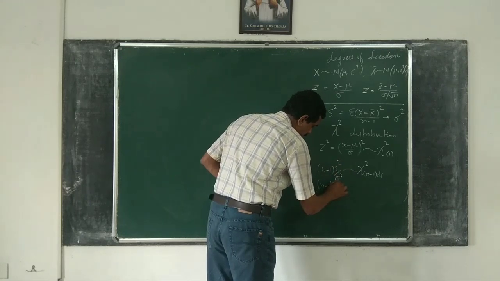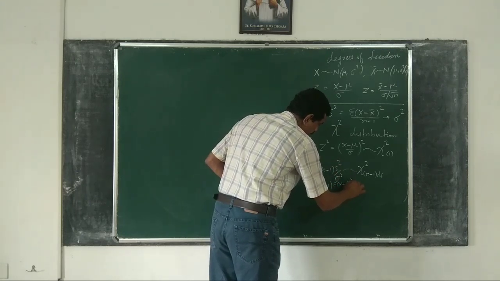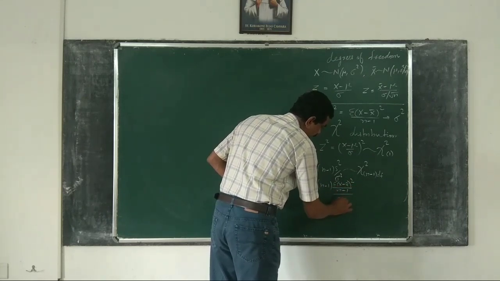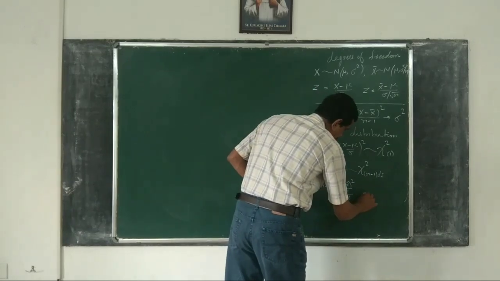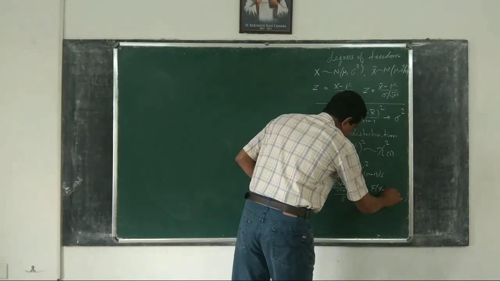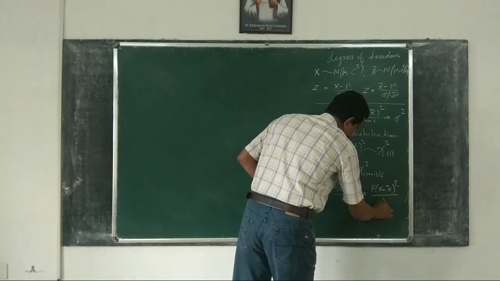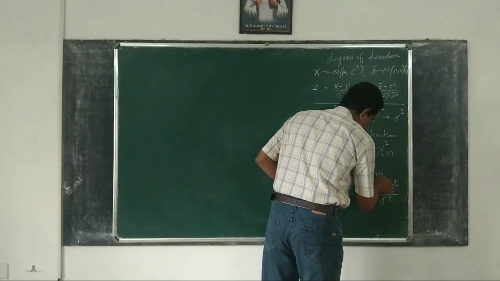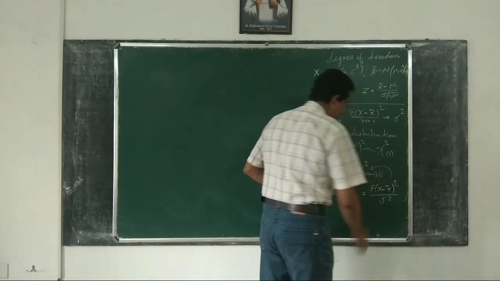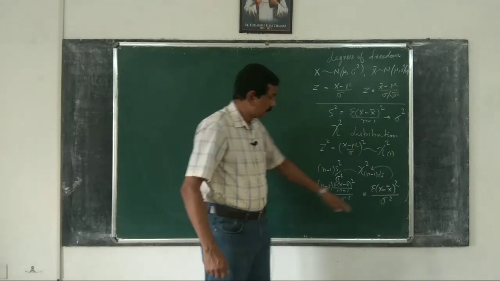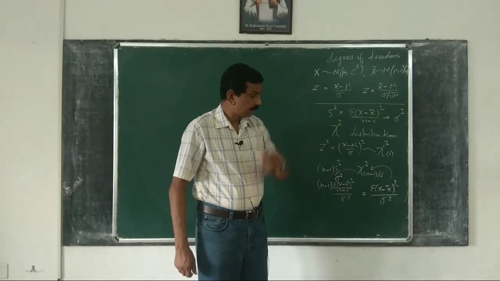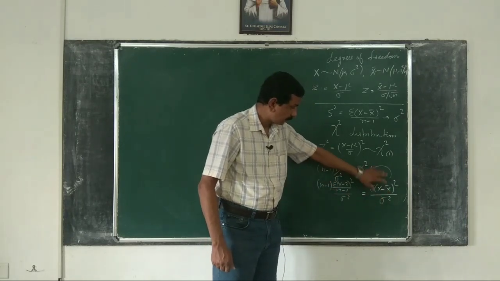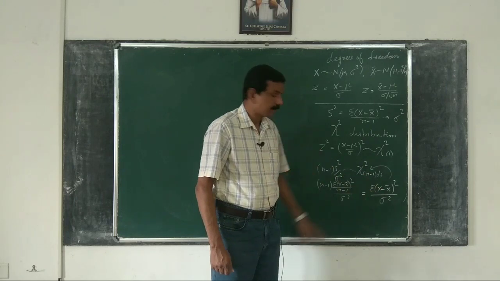S square is sigma of x minus x bar square divided by n minus 1, divided by sigma square. That will give us sigma of x minus x bar square by sigma square. So this quantity follows chi-square with n minus 1 degrees of freedom. And this quantity will be extensively used later to derive the t-distribution. So remember this, sigma of x minus x bar square by sigma square follows chi-square with n minus 1 degrees of freedom.